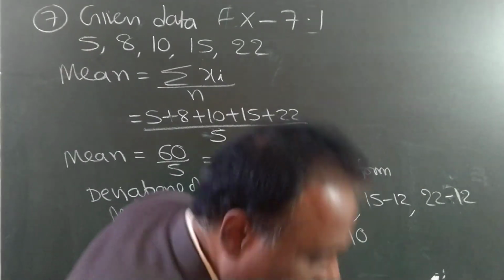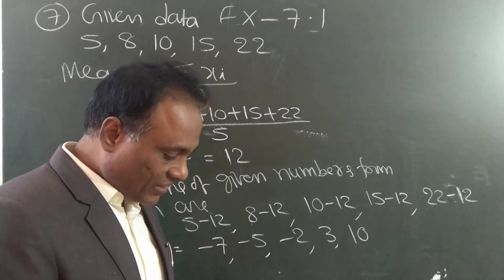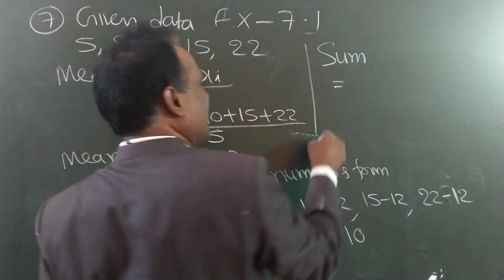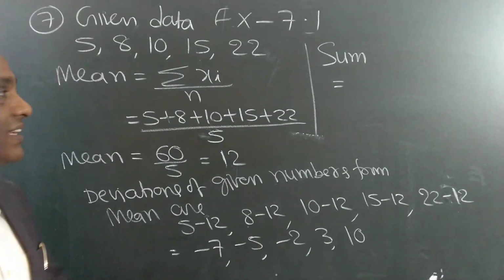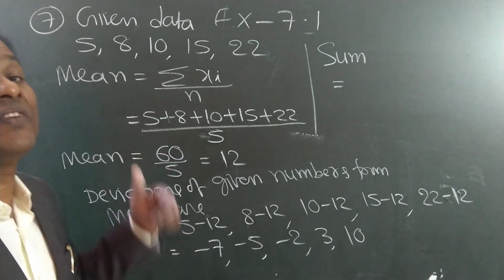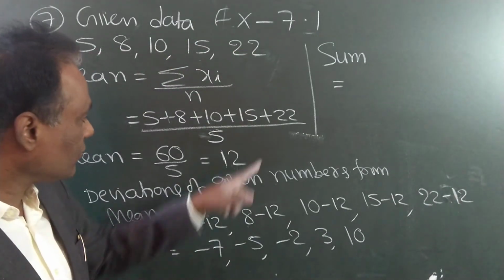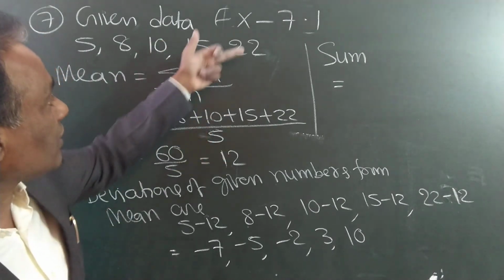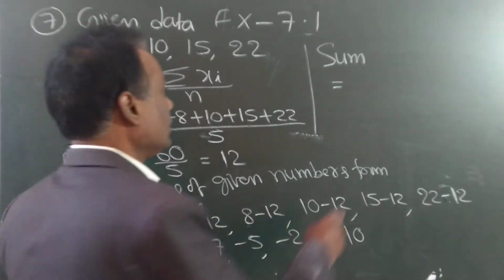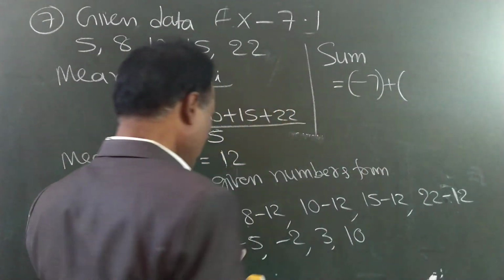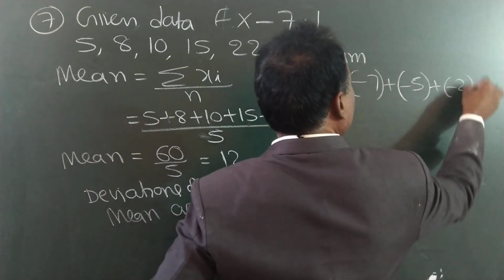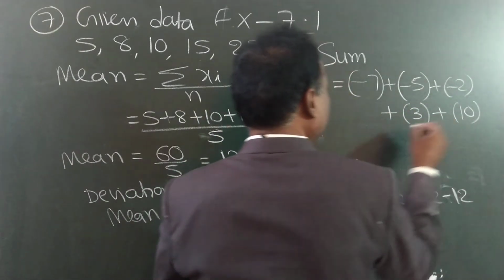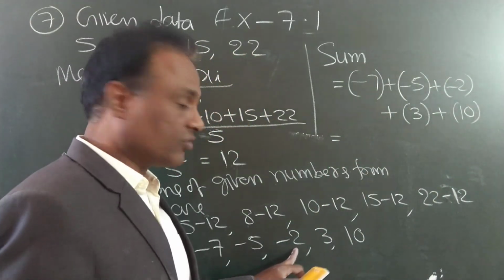What is the question? What do we have to do with these deviations? Sum of the deviations, sum means plus. Sum of deviations. Deviation means difference. Difference of what? Difference of each number with the mean. 5 minus 12, 8 minus 12, 10 minus 12, 15 minus 12, 22 minus 12. We got the numbers. Sum of these numbers: minus 7 plus minus 4 plus minus 2 plus 3 plus 10.